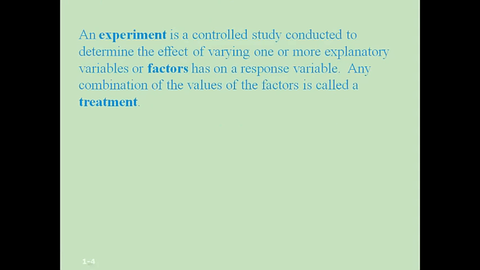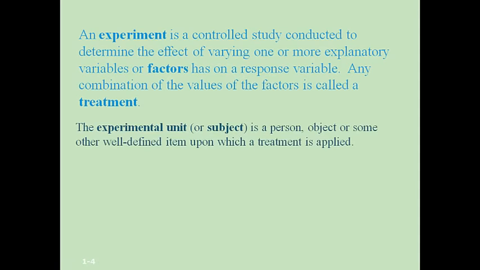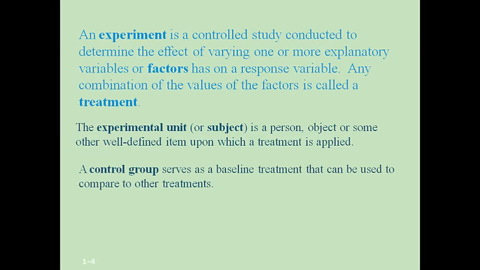An experiment is a controlled study conducted to determine the effect of varying one or more explanatory variables, or factors, has on a response variable. Any combination of the values of the factors is called a treatment. The experimental unit, or the subject, is a person, object, or some other well-defined item upon which a treatment is applied. A control group serves as a baseline treatment that can be used to compare to other treatments.